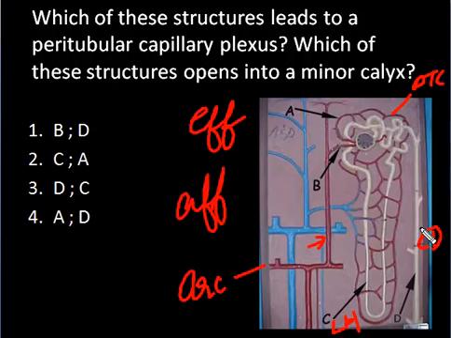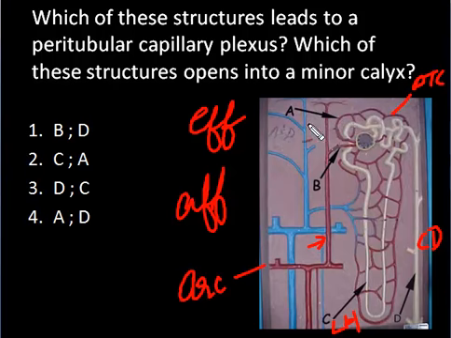So now it says, which of these structures leads to a peritubular capillary plexus? As you can see from this diagram itself, you can see that this A is the one which leads to a peritubular capillary plexus, which is the efferent arteriole. And then it asks, which of these structures opens into a minor calyx? Obviously, none of the arterioles will open into a minor calyx.